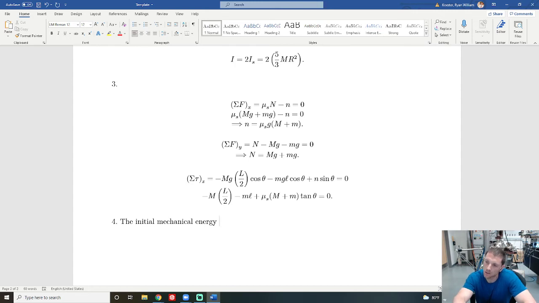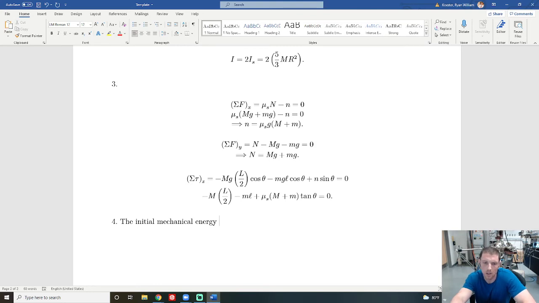Though now I don't actually like the fact that I used alpha, because that is what we write for angular acceleration, but just remember that alpha here is not the angular acceleration. It's just some fraction, essentially.